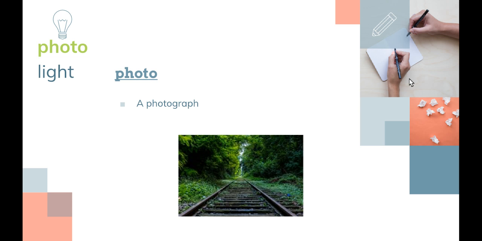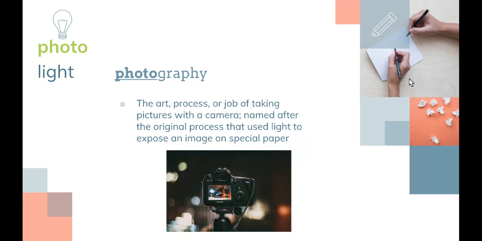So a lot of the words have something to do with photography, photograph, and you'll see those relations. But photography used to have to do with light, which is why you get the words related to photographs and pictures with the root photo. So photography is the art, process, or job of taking pictures with a camera. And this is what I was just saying earlier. It is named after the original process that used light to expose an image on special paper.